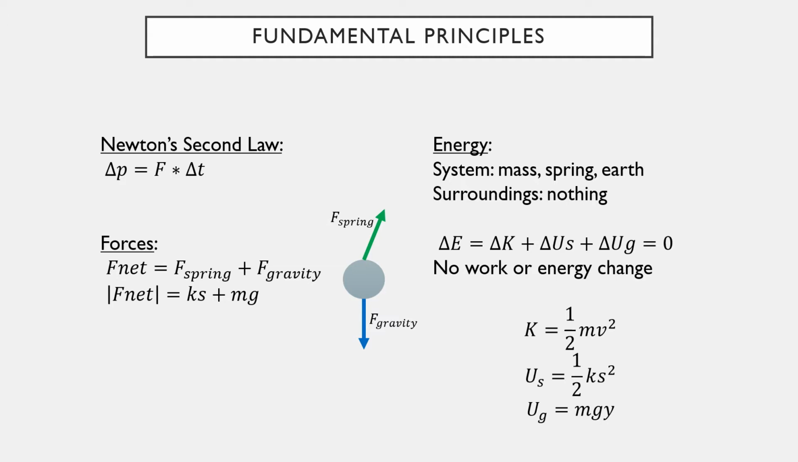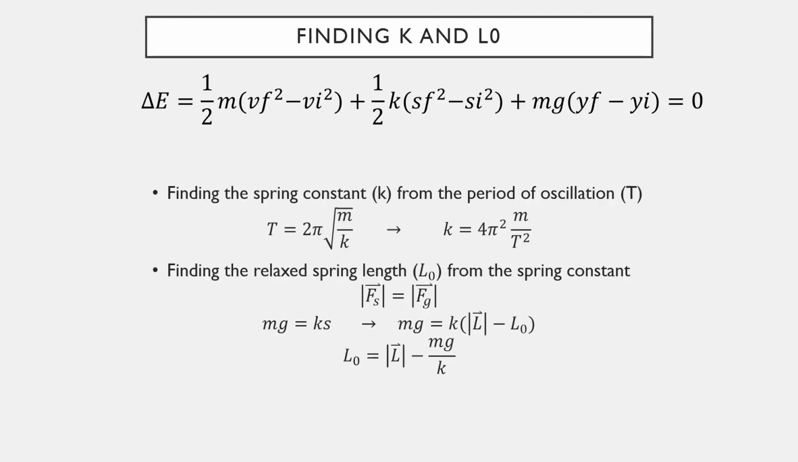The second fundamental principle we are using is the energy principle. If we think of our system as the mass, the spring, and the earth, our surroundings are nothing, which means that no work or energy change is being done between the system and surroundings. Our change in energy can be represented as a change in kinetic energy plus a change in potential spring energy plus a change in potential gravitational energy.